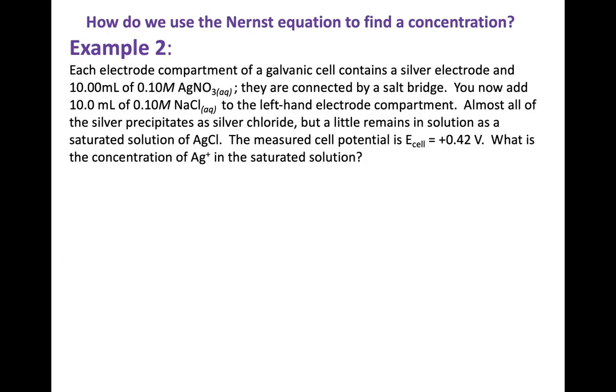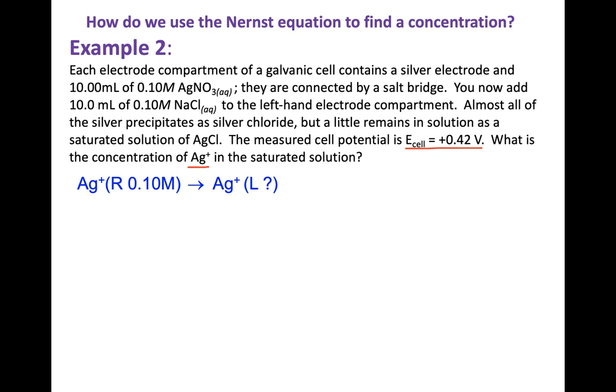But silver nitrate is soluble. So remember from the previous slide, though, that our not soluble things turn out to be slightly soluble. A small amount remains in solution, as in this saturated solution of silver chloride. And we want to figure out how much silver is in that saturated solution. So we can set up this situation and measure the cell potential of this non-standard cell and figure out what's going on with the concentrations.